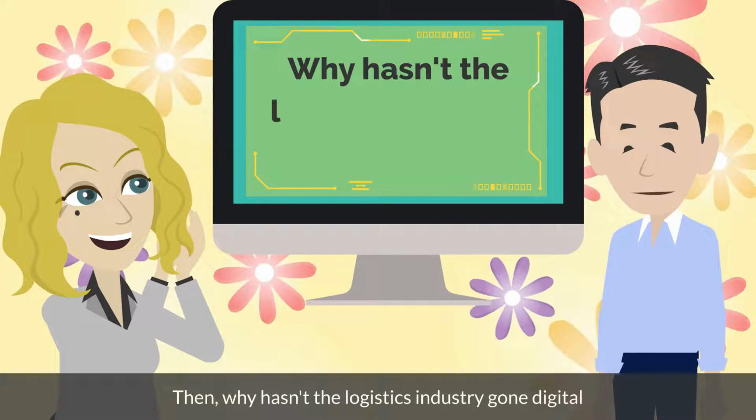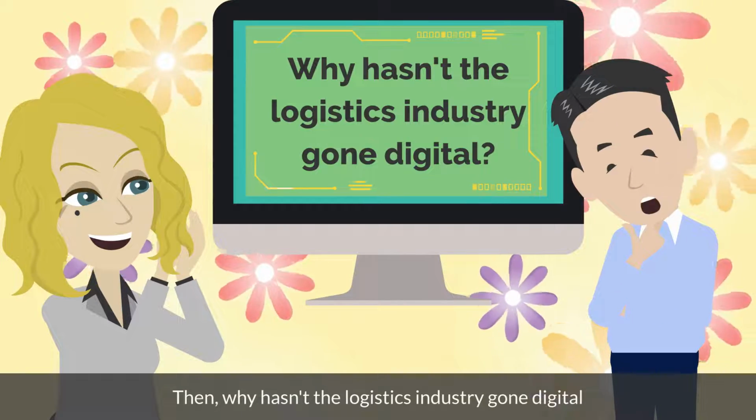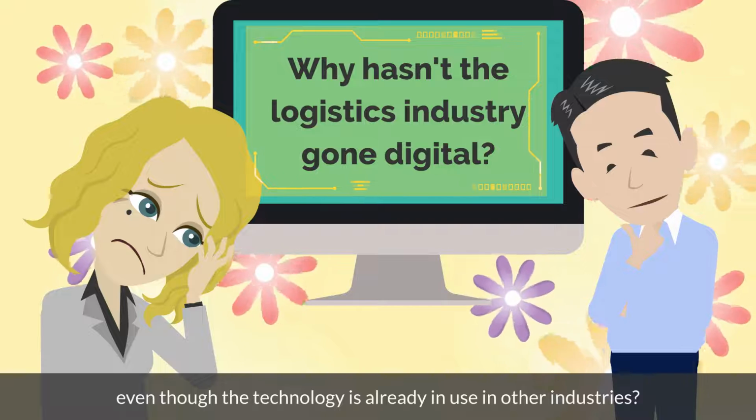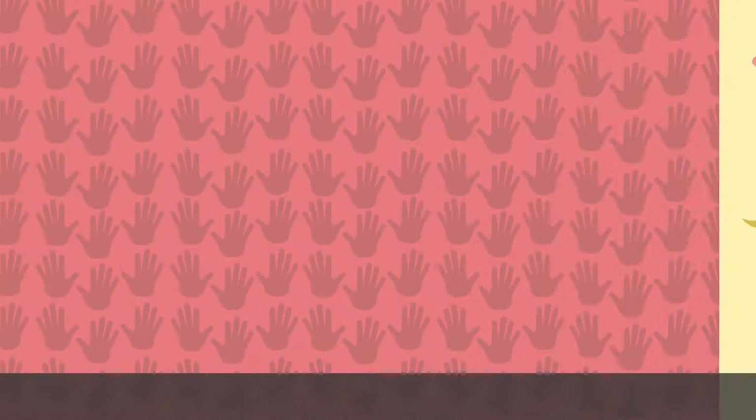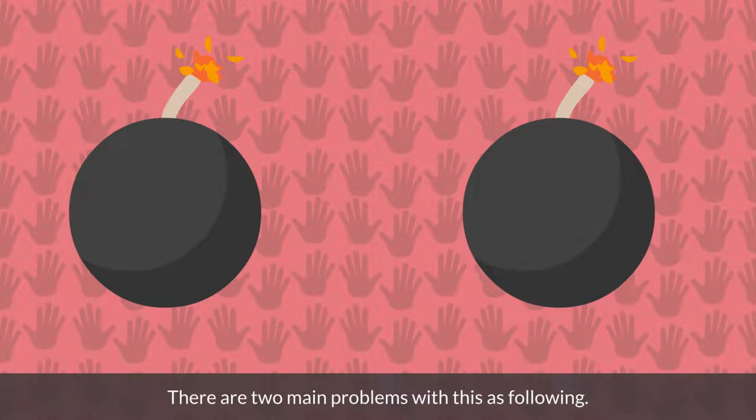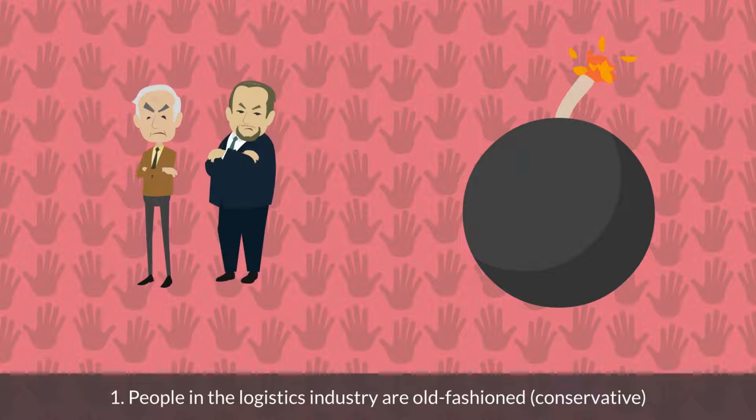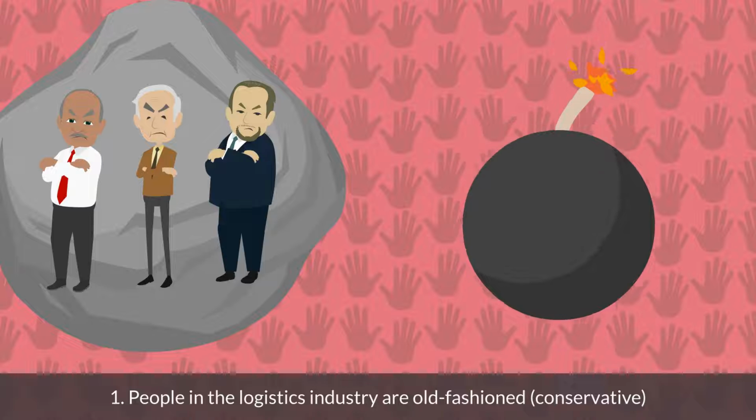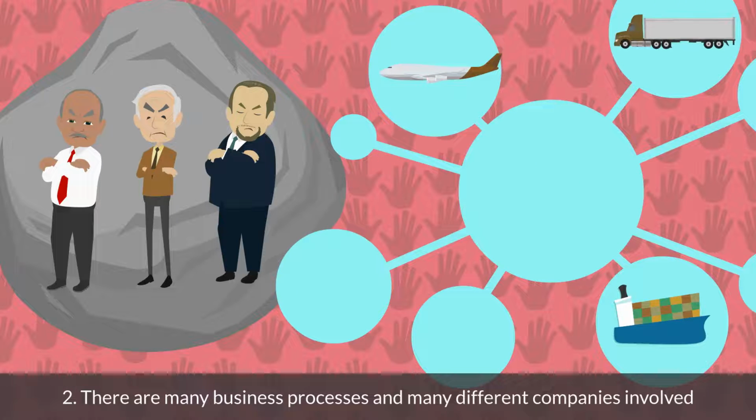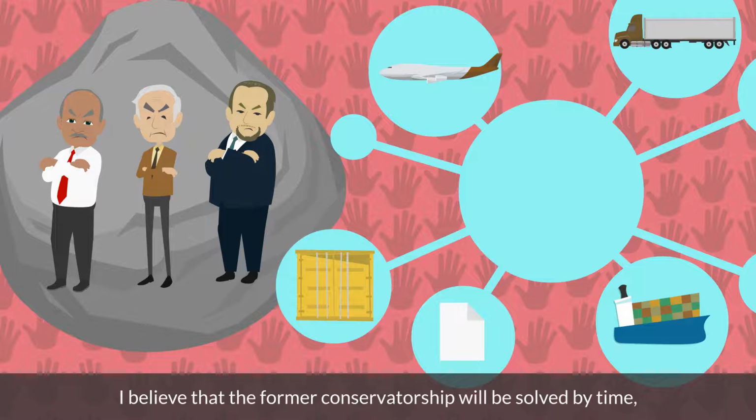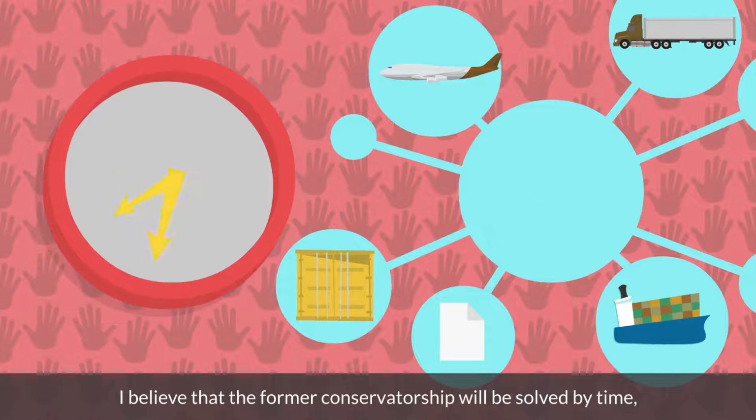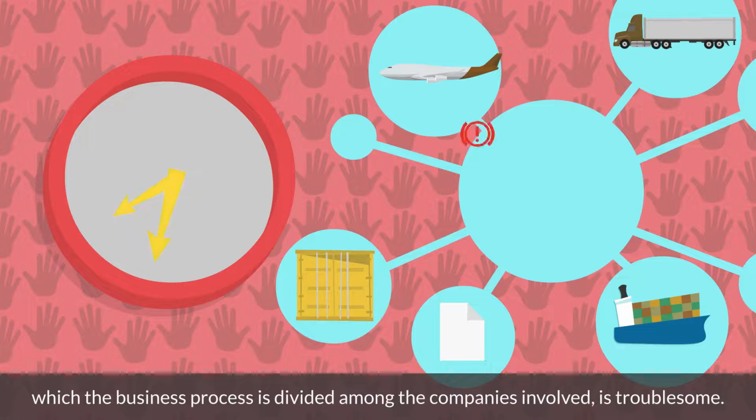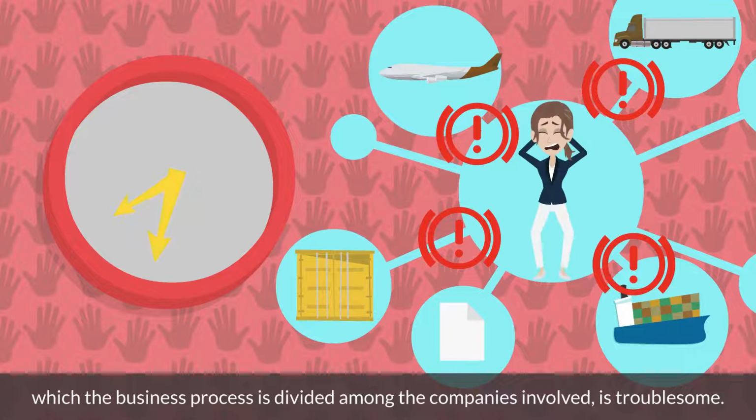Then, why hasn't the logistics industry gone digital, even though the technology is already in use in other industries? There are two main problems with this, as follows. 1. People in the logistics industry are old-fashioned, conservative. 2. There are many business processes and many different companies involved. I believe that the former, conservatism, will be solved by time, but the latter problem, in which the business process is divided among the companies involved, is troublesome.